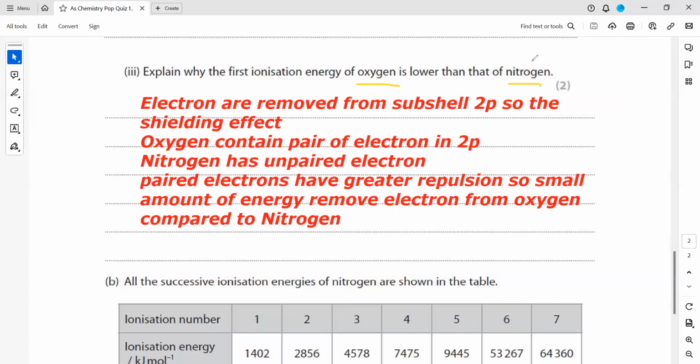Sometimes in the same question, they can mention phosphorus and sulfur instead of oxygen and nitrogen. So the same answer will be there. The only thing we will change in that case is the subshell, because oxygen and nitrogen are in 2p, but phosphorus and sulfur will be 3p. But the same reason.